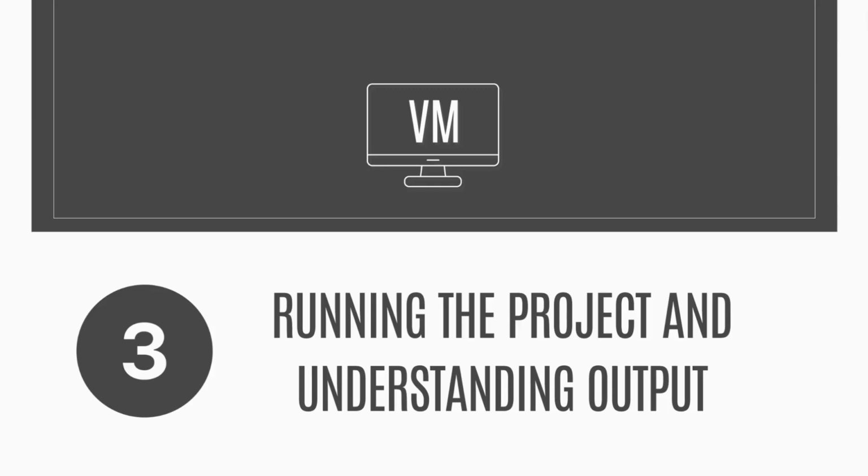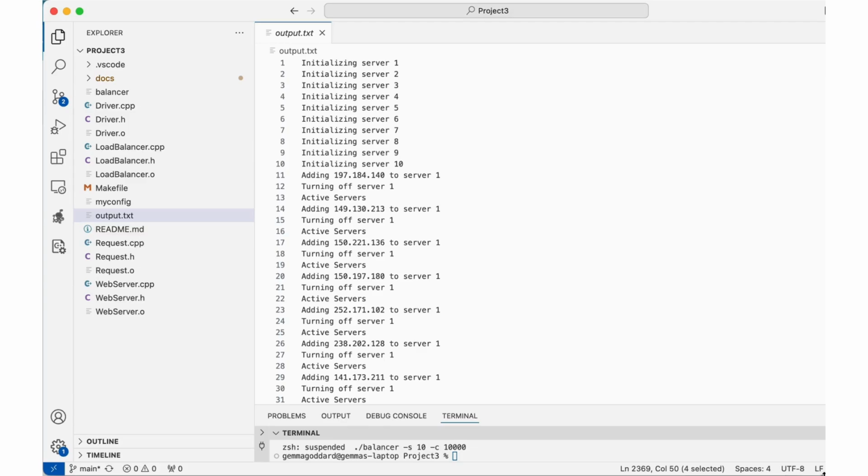Now this is the exciting part where we get to see the load balancer in action and see how it dynamically allocates and deallocates different web servers to process requests. To make this a little bit easier, we will be looking at a txt file that has all the program output. The thing to note is how the load balancer is assigning requests.